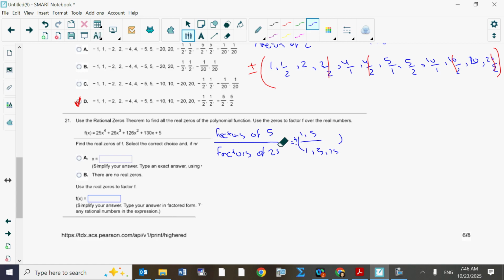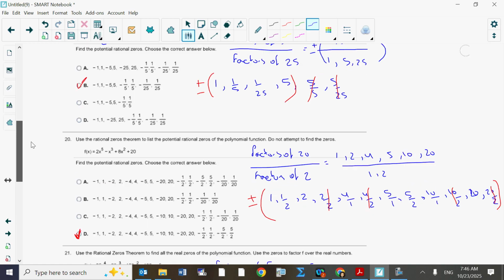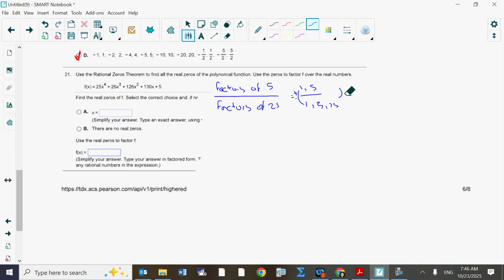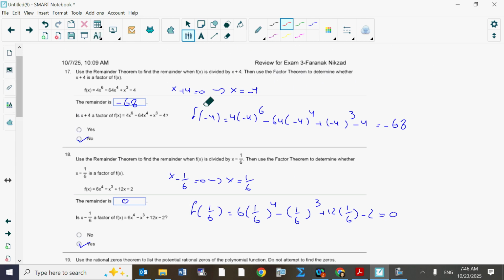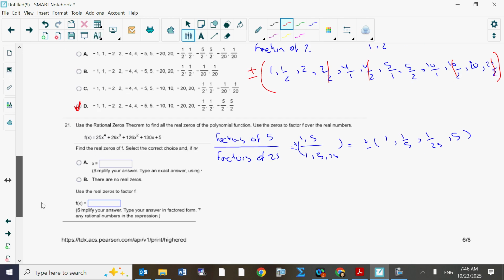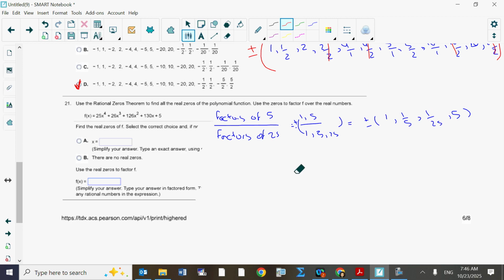And the same way that we did already on top, we're going to do the same thing. I'm not going to repeat that. So the possible zeros will be positive and negative 1, 1 over 5, 1 over 25, and 5. So now I need to decide out of all these possible ones, which ones are really a zero of the function. So based on what we did on top, we're going to find f of each of these numbers. If it's equal to 0, that means that number is a zero of the function.